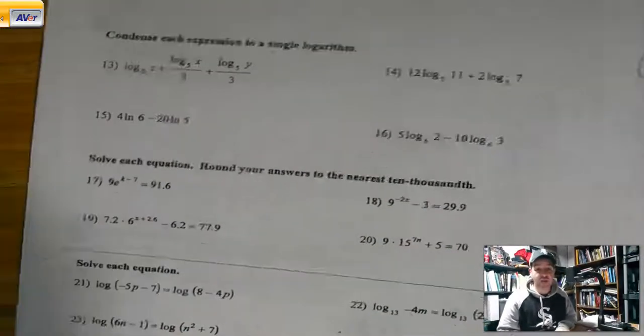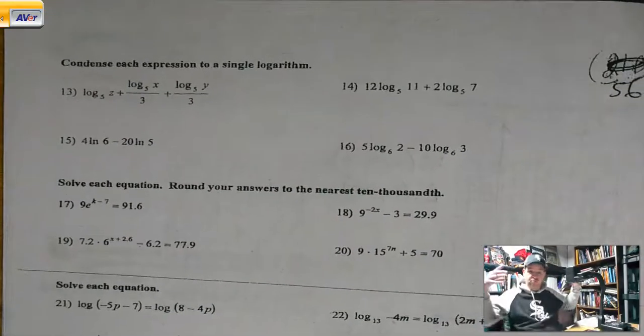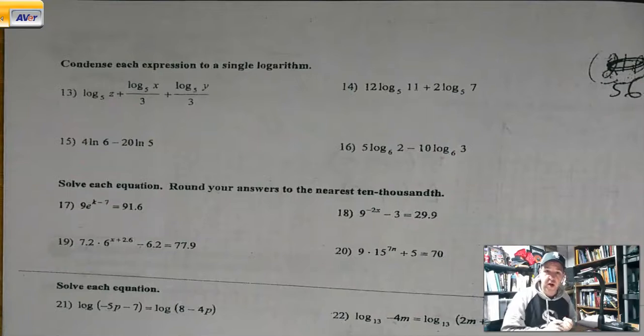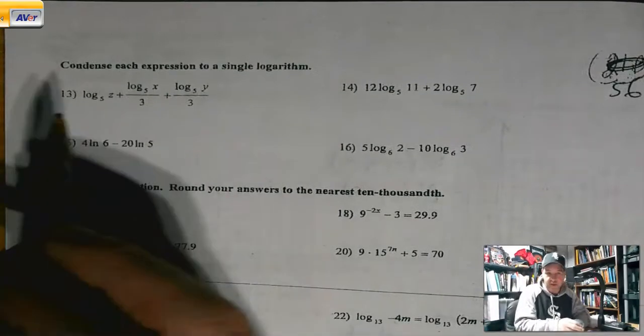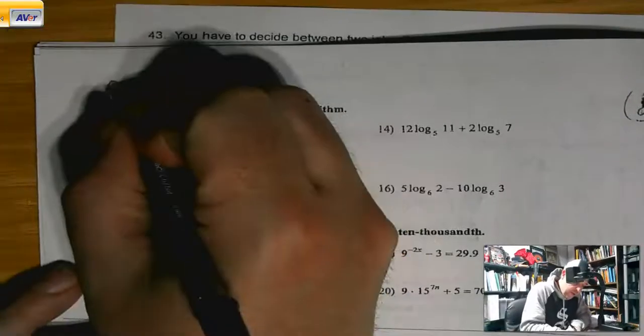Okay, condensing, we're just undoing all that stuff. We're smashing it back down into one logarithm. Now, 13 looks kind of funky. Like, what's going on with that? Like, are we supposed to be putting things into divide? So let's rewrite this one. I'm going to do it up here above, and then we'll come back down.